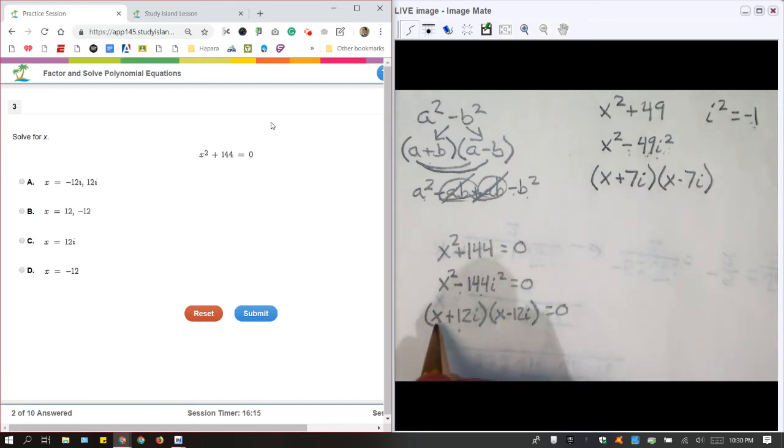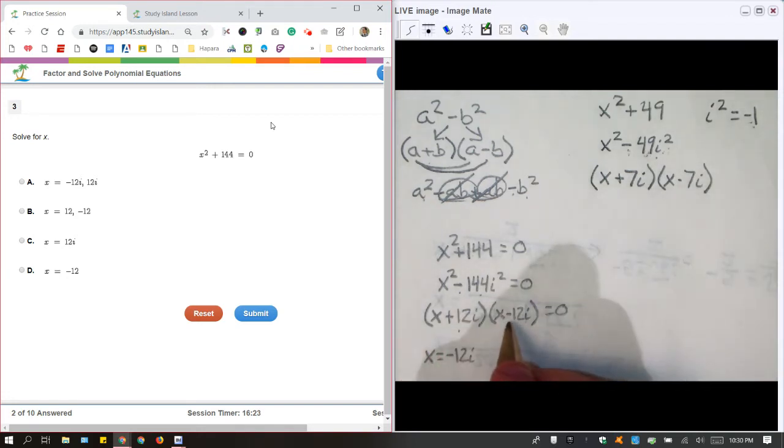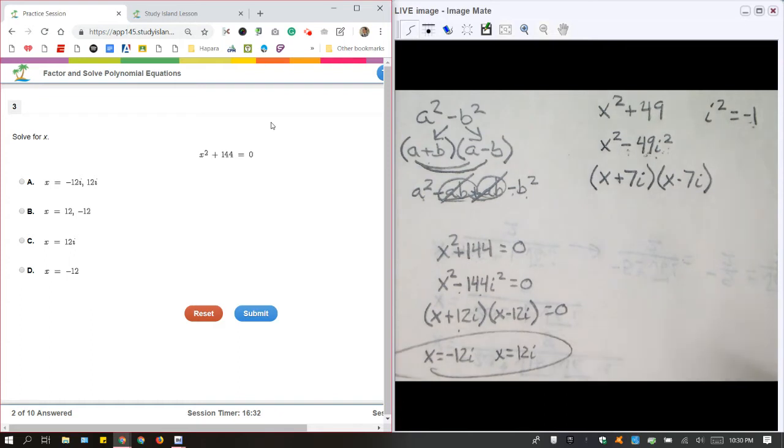So let's start with this. x plus 12i. Well, the only thing that's going to make that 0 is if x was -12i. -12i plus 12i makes 0. And similarly, over here, the only thing that would make this 0 is if x was +12i, because 12i minus 12i is 0. So those are the two answers to our equation, positive and -12i. And that's what this says right there.